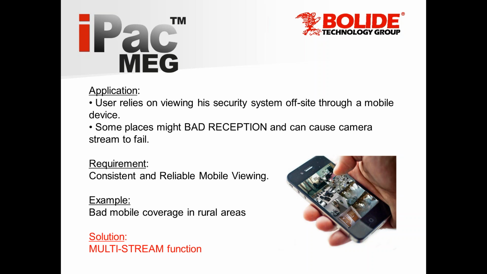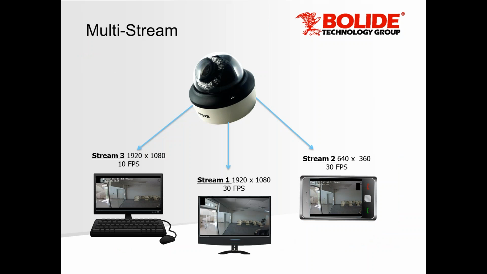Solution is multi-stream function. Great, Ken. So the multi-stream function is a very important function that we have on these cameras, and you can see here we have 3 streams. And that's very important because on mobile broadband or maybe rural areas, like Ken said, where there's less coverage, you're forced to reduce to 3G speeds. You can lower the resolution to a lower resolution but still keep real time.